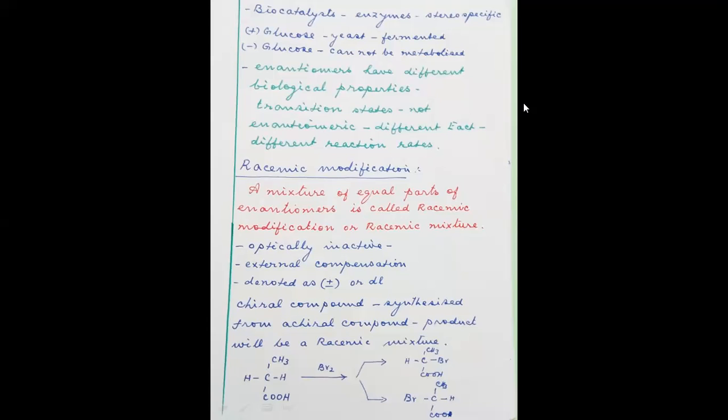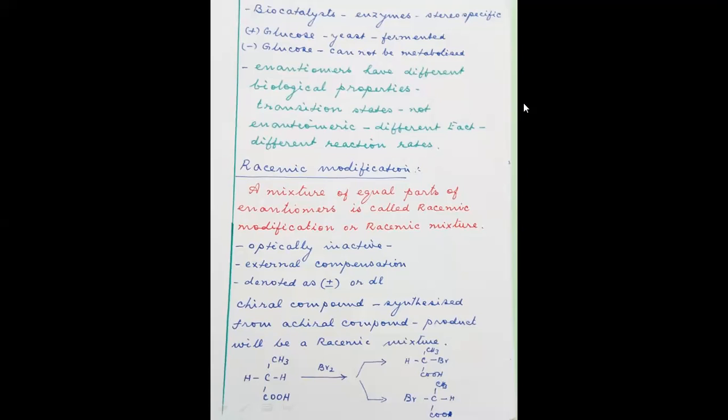So the mixture of equal parts of the enantiomers is denoted as plus or minus put together in a bracket, or DL, both written together. So actually these racemic mixtures are synthesized when a chiral compound is synthesized from an achiral compound.